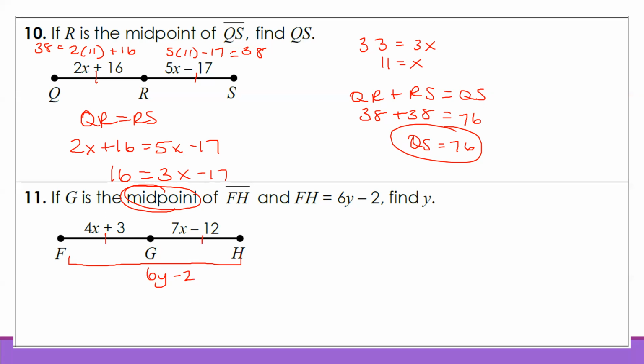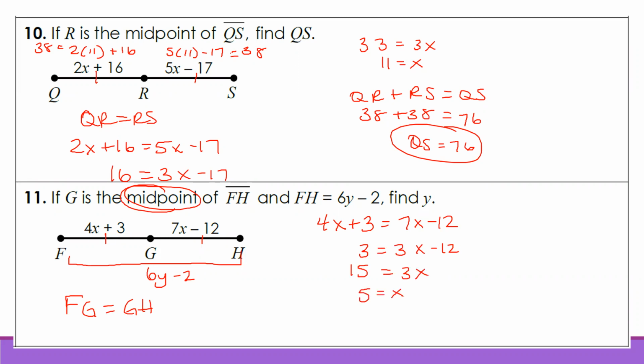Okay, so now we can set up our equation. So we know that FG is equal to GH, since that's a midpoint. So I know that 4x plus 3 has to equal 7x minus 12. Let's solve for x. I'm going to subtract 4x from both sides. Add 12 to both sides. Divide by 3. All right, so x equals 5.